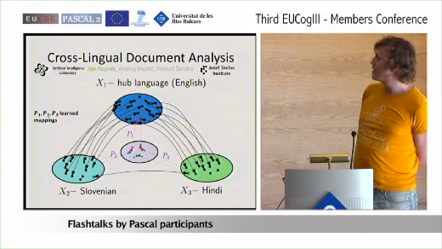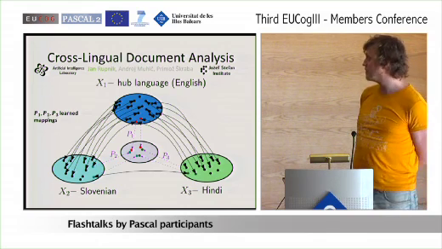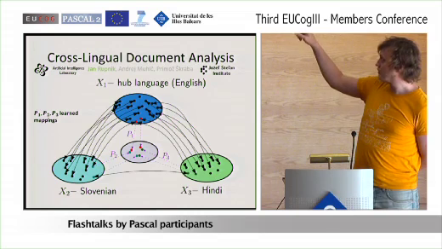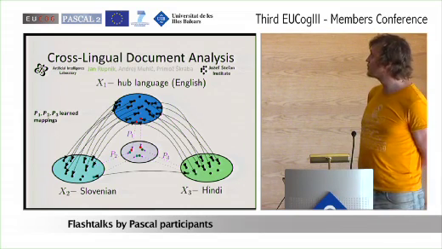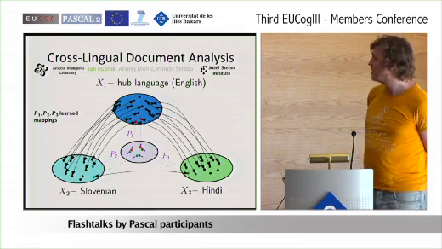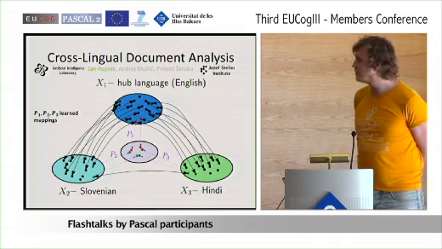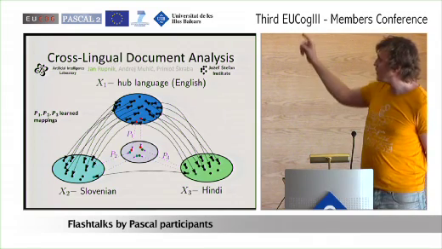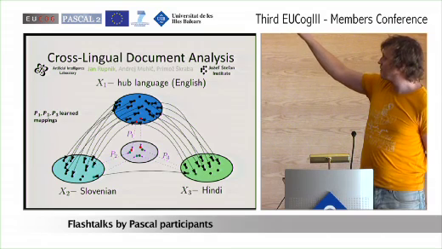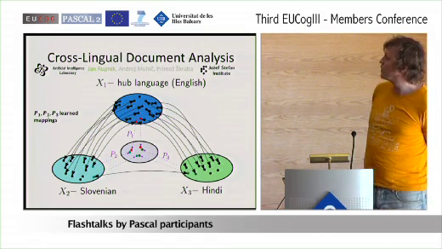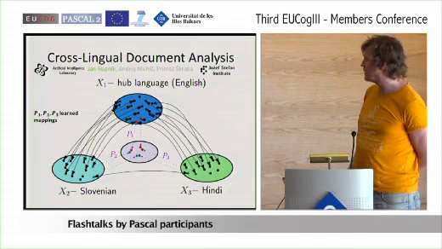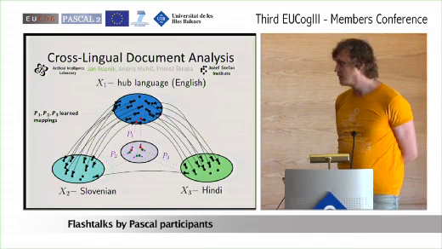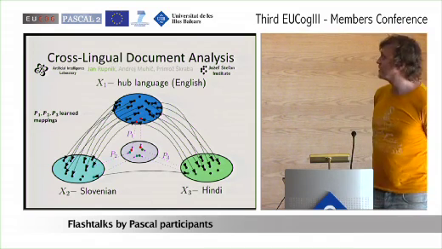We have a comparable corpus, let's say Wikipedia, and we have a lot of links between Slovenian and English, and between Hindi and English, but there are very few pages between Slovenian and Hindi. The goal is to find some mappings, P1, P2, and P3, to a common space so that the similarities will be preserved semantically.